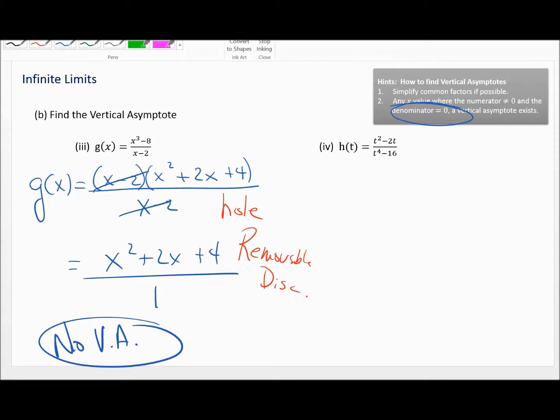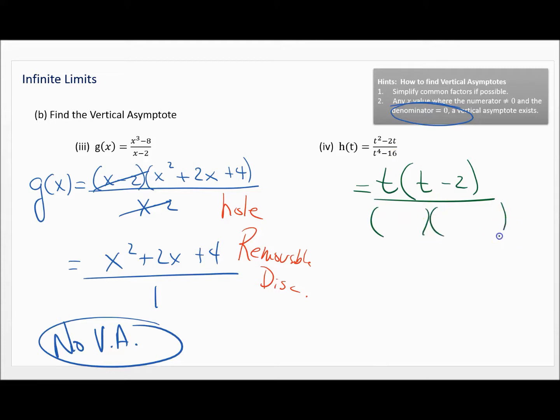So next problem, t squared minus 2t over t to the fourth minus 16. Why don't you pause it for a minute, work that one out, see how it goes. And if you notice, that simplifies. So if I factor out my common t, that'll be t minus 2. So greatest common factor is what I did there. The denominator, that's a difference of squares. Okay, so the square root of t to the fourth is t squared. The square root of 16 is 4.